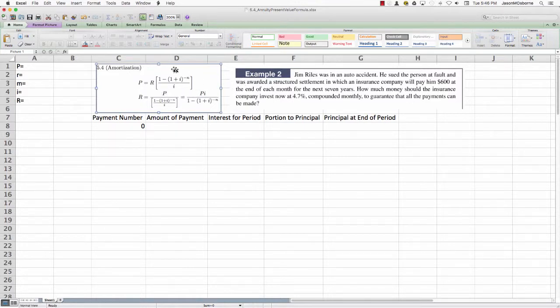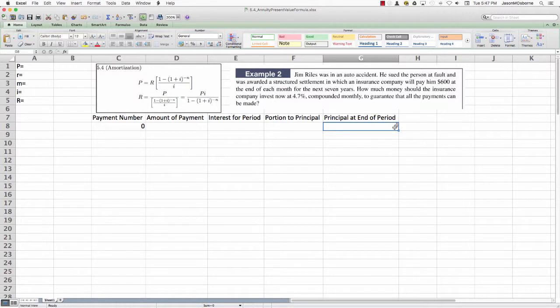So let's look at a typical example of this formula. What we have here in this example is a gentleman named Jim Riles who is in an accident and has sued the parties involved, and the insurance company is going to agree to pay him $600 per month for the next 7 years. The question is, how much does the insurance company need to have on hand now, in the present, so that they can make the payments over the time period?